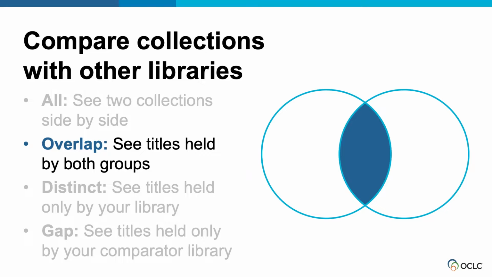Then there's overlap. Where do we have overlap? Where is there maybe excess copies? What do we hold in joint holdings with other libraries?